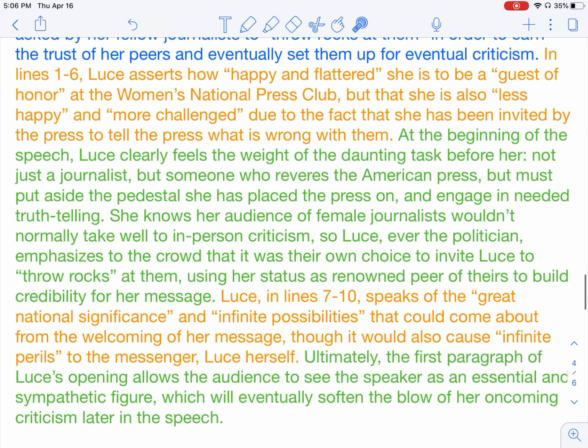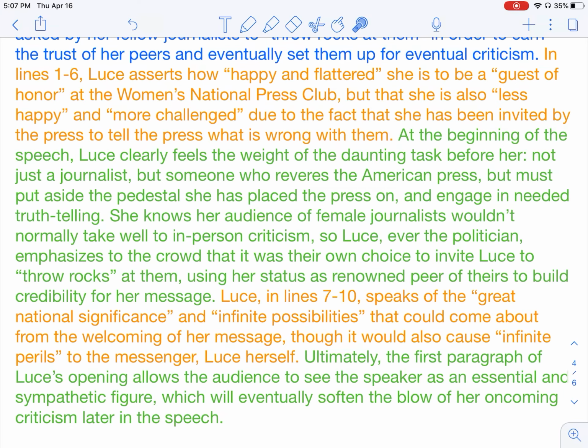In lines 1 through 6, Luce asserts how happy and flattered she is to be a, quote, "guest of honor" at the Women's National Press Club, but that she is also, quote, "less happy" and, quote, "more challenged" due to the fact that she has been invited by the press to tell the press what is wrong with them. At the beginning of the speech, Luce clearly feels the weight of the daunting task before her, not just as a journalist, but someone who reveres the American press, but must put aside the pedestal she has placed the press on and engage in needed truth telling.